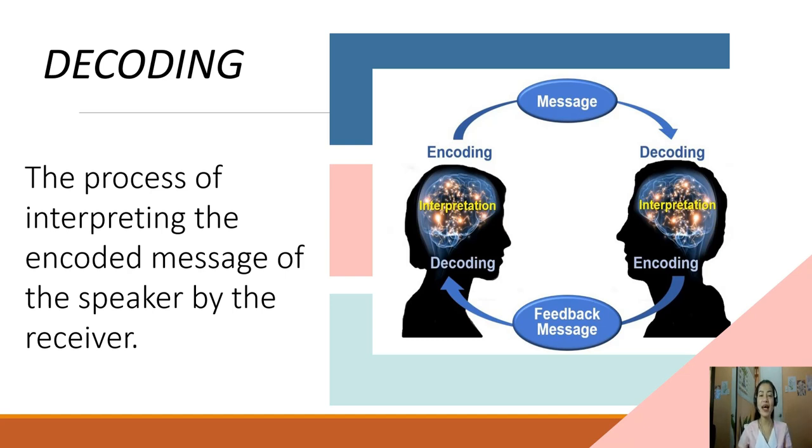Now, decoding and encoding are somewhat similar, but the main difference of the two is that encoding is done by the speaker while decoding is done by the receiver. So meaning to say, in simple words, decoding is the process of understanding the symbols, signals, or the message that was sent by the speaker to the receiver.